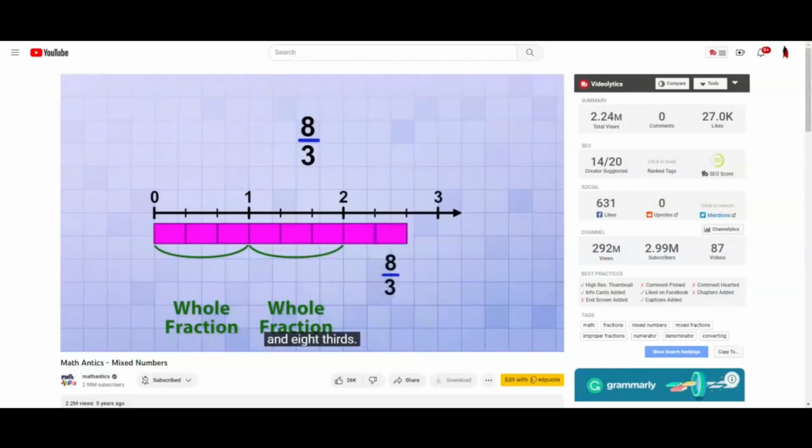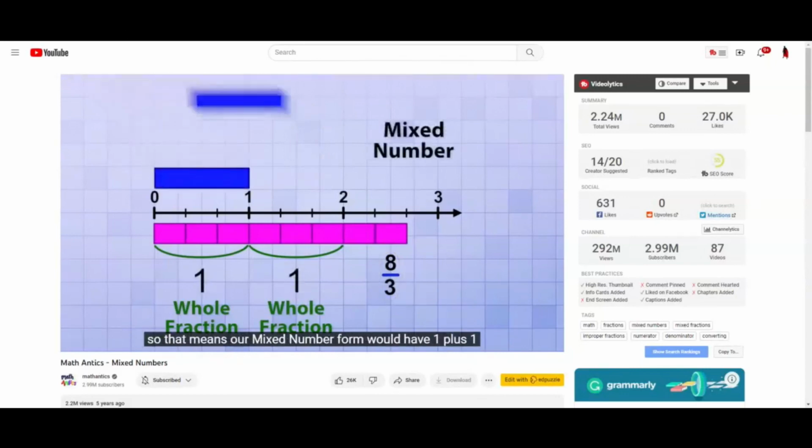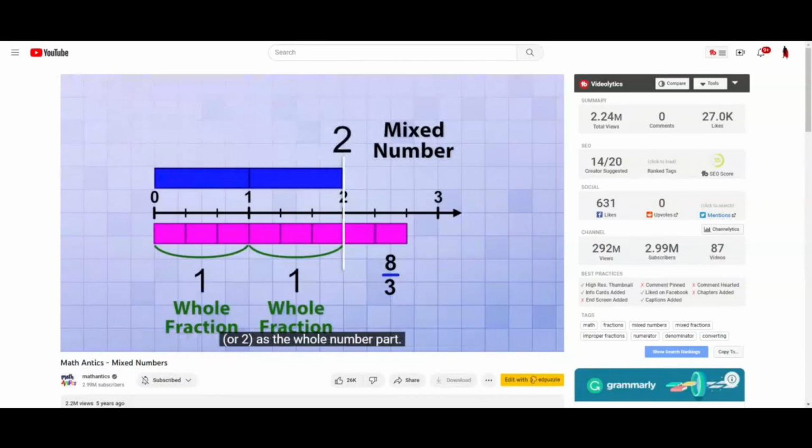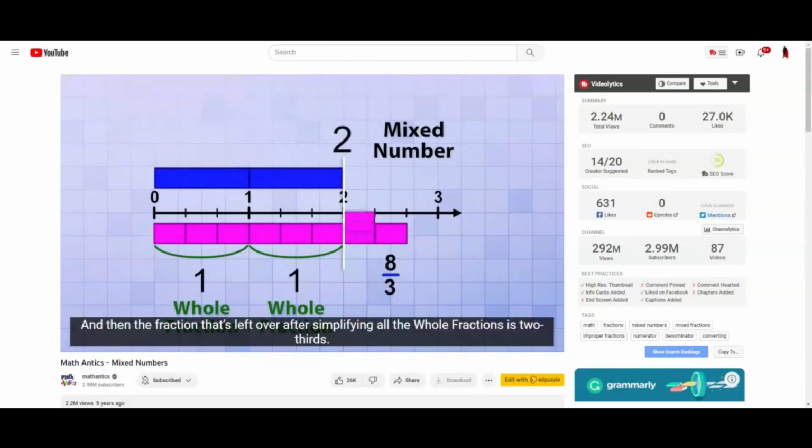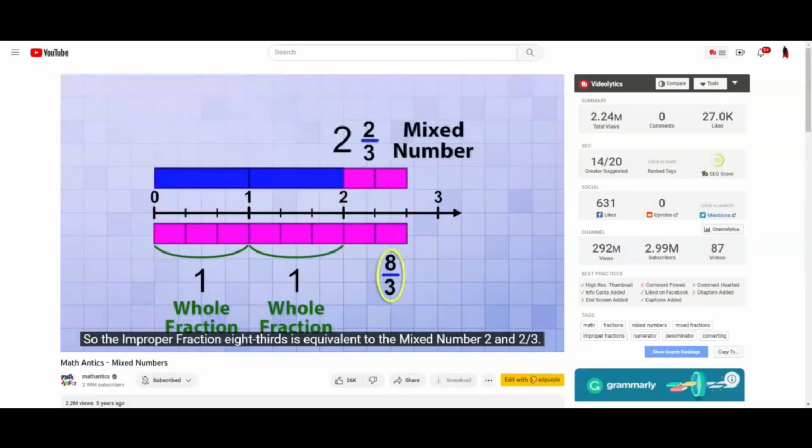7/3 and 8/3. As we noted, 8/3 actually contains 2 whole fractions. Each of those whole fractions simplifies to 1. So that means our mixed number form would have 1 plus 1, or 2, as the whole number part. And then the fraction that's left over after simplifying all the whole fractions is 2/3. So the improper fraction, 8/3, is equivalent to the mixed number 2 2/3.